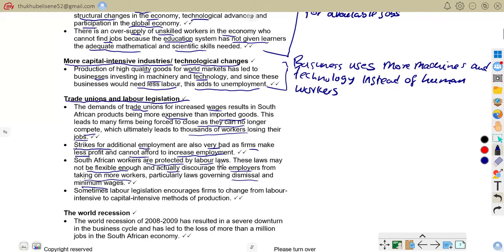Increasing of the wages can lead employers to hire fewer workers and production is going to be affected that way. Sometimes labor legislation encourages firms to change from labor intensive to capital intensive methods of production. Once it is like that, more machines and technology are going to be used, so that is going to make human workers not be hired.